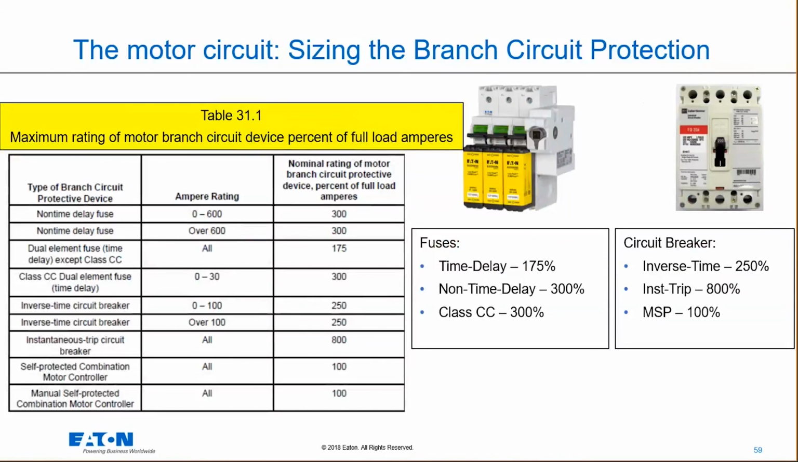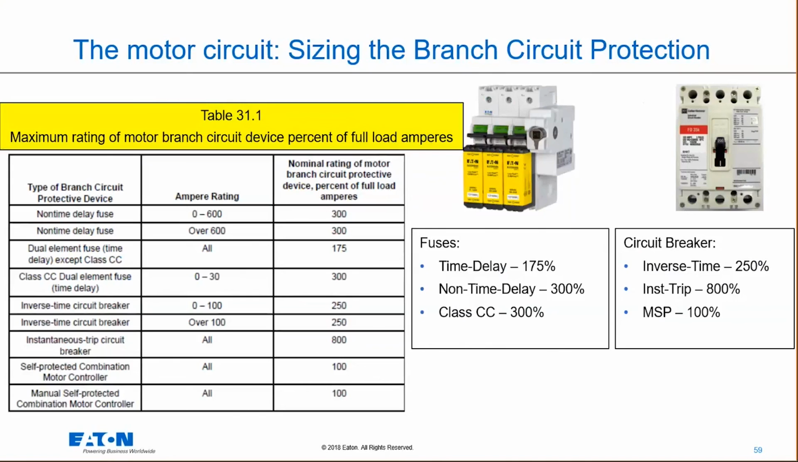So if we look at these devices and we go to the chart, it happens to be table 31.3 in this particular case. It'll tell you what am I using in this case? Am I using a time delay fuse? Am I using a non-time delay fuse? Am I using an inverse time circuit breaker? Am I using an instantaneous trip circuit breaker? What is it?